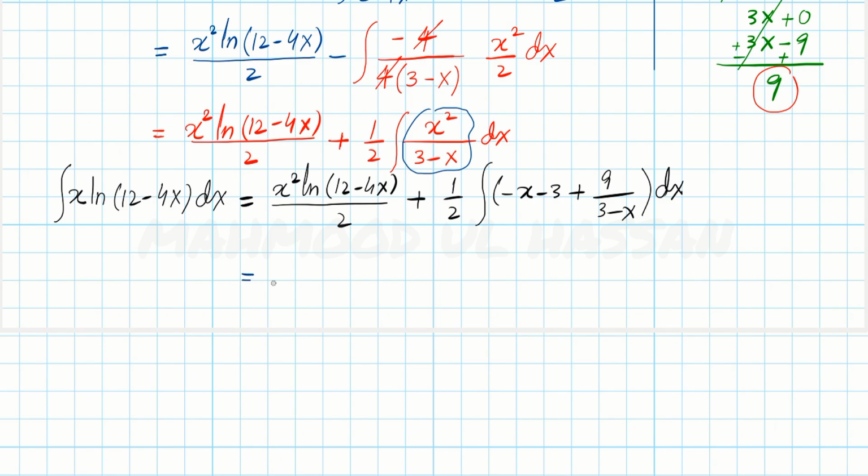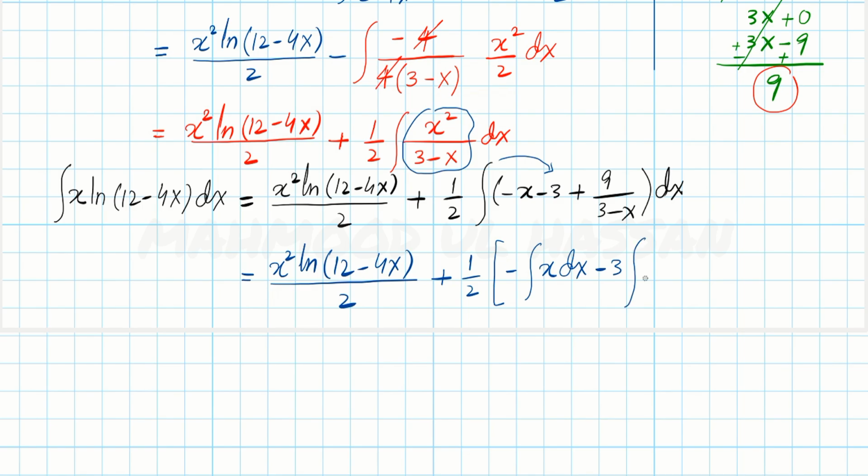So that is going to be x squared natural log of 12 minus 4x divided by 2, then plus 1 upon 2. So we have to apply the integral inside. So minus integral of x dx, then this integral will apply with minus 3. So the minus 3 will come out from the integral. So the integral would be applied on 1 dx, and then here this integral will apply on 9.